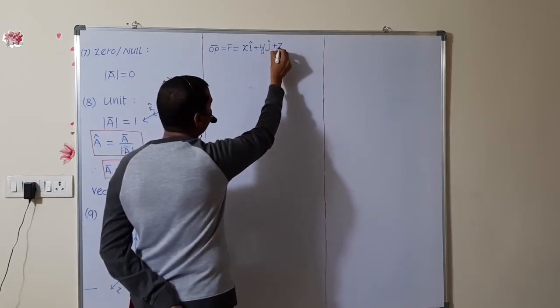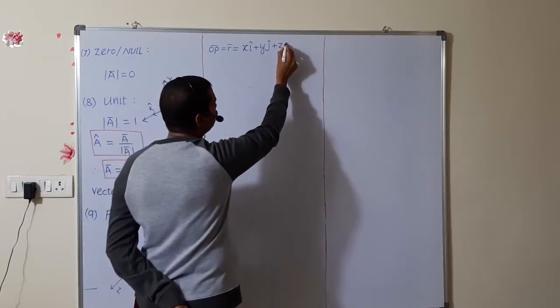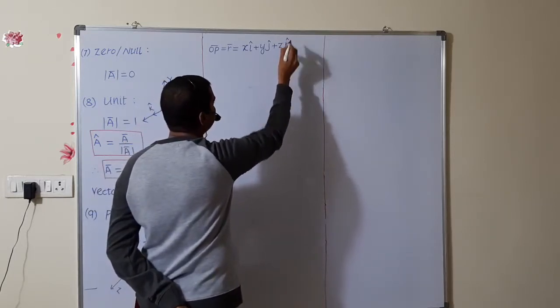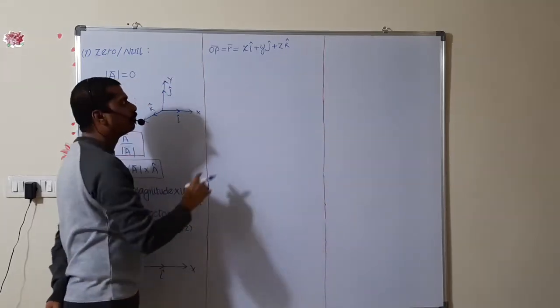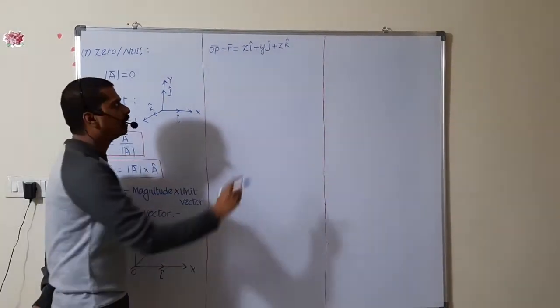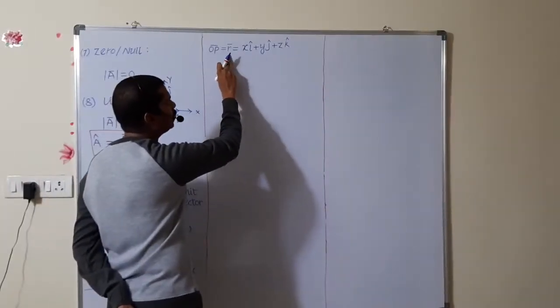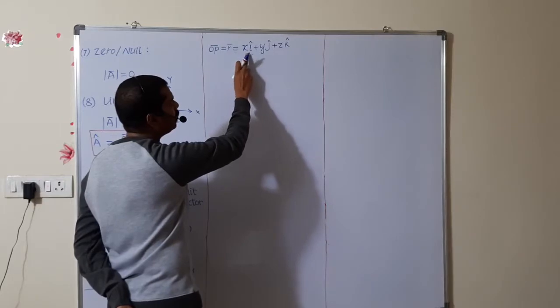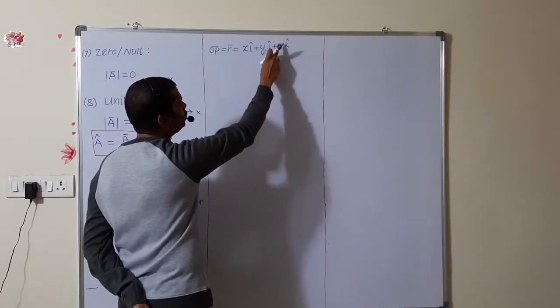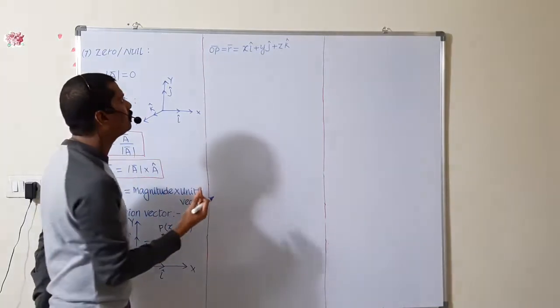Plus z is a coordinate, and along the z-axis the unit vector is k cap. This is vector notation. This r vector is called the position vector. The r vector is along x, y, z. The position vector r is represented by x i cap plus y j cap plus z k cap. This is for a three-dimensional position vector.